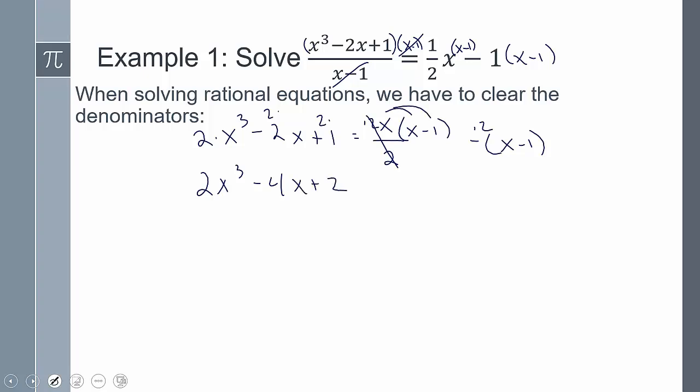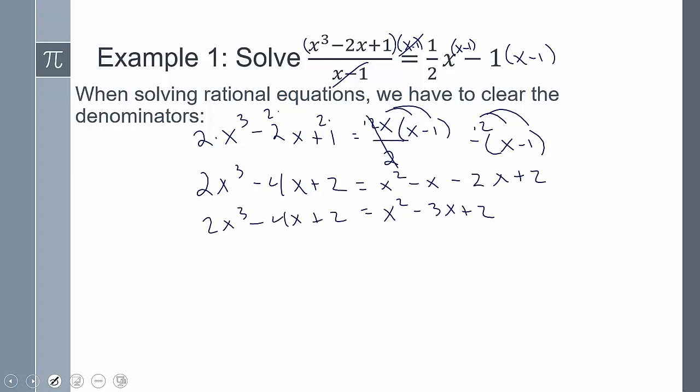And then now I can distribute. So then that's going to be x squared minus x. And I can distribute, so that's going to be minus 2x plus 2. And so this is going to be x squared minus 3x plus 2. And then we want it to equal 0, so bring everything to one side. So 2x cubed minus x squared minus x, and then that equals 0.